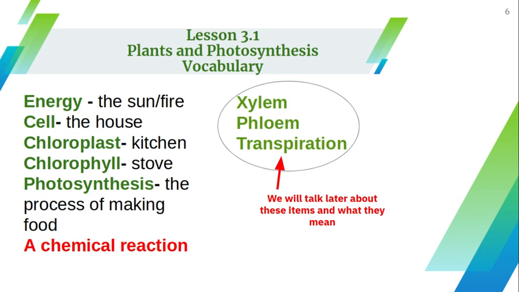The other three vocabulary words that you're going to need to know for this unit would be xylem, phloem, and transpiration. And we're going to talk about those a little bit later.